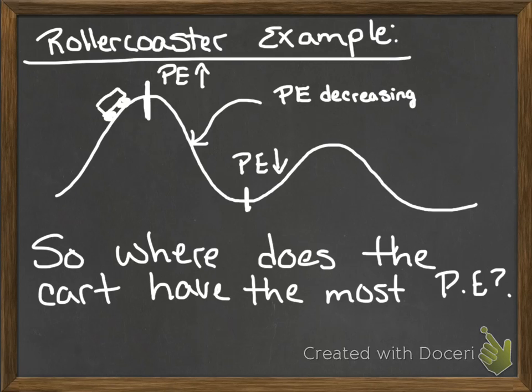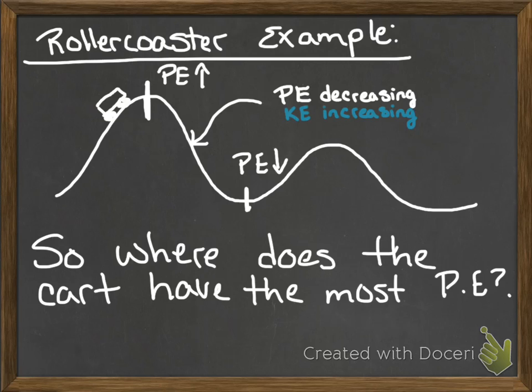So now let me ask you a different question. Where does it have the most kinetic energy? Remember, kinetic energy is 1/2 mass times velocity squared. So I would have the most kinetic energy where? Where is it going to be going the fastest? I think you know it's going to be going the fastest at the bottom of the hill. So what happens is as the potential energy is decreasing, the kinetic energy is increasing.